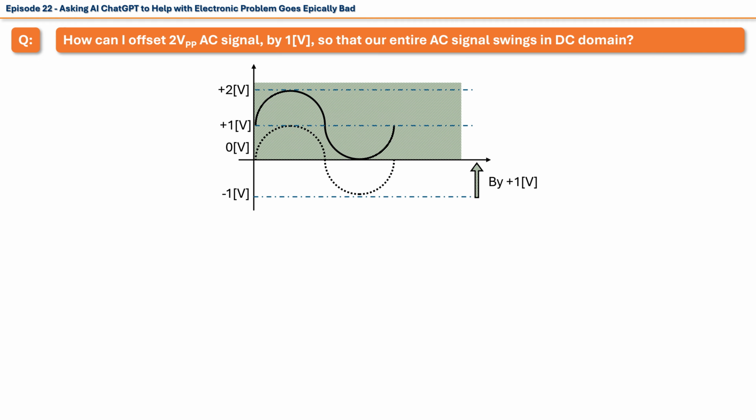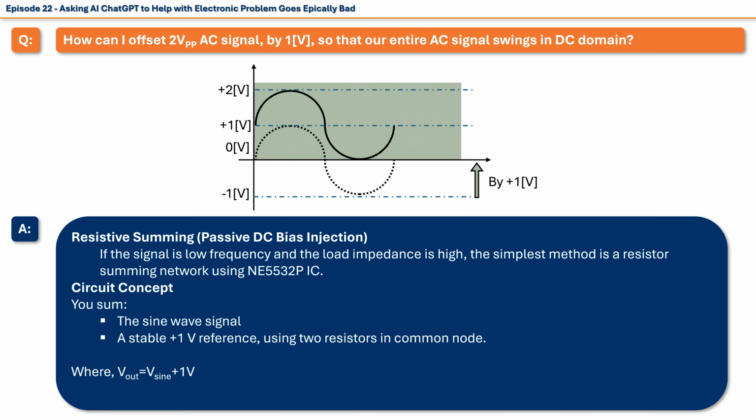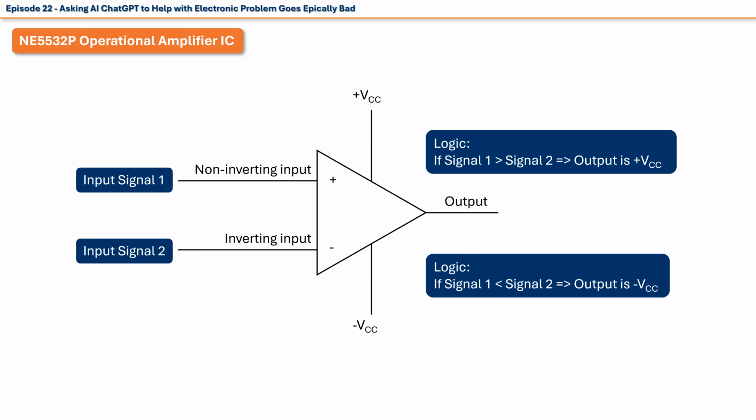And here goes everything that is wrong with Chat GPT and electronics. The answer it provides is to use an operational amplifier in summing mode, thus summing 2 input signals at the non-inverting input, grounding the inverting input, and at the output, voila, we have our sine signal shifted by 1 volt. Okay, so let's draw the circuit that this genius is proposing.